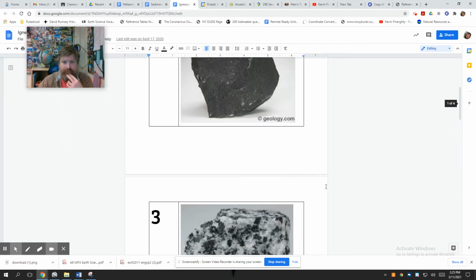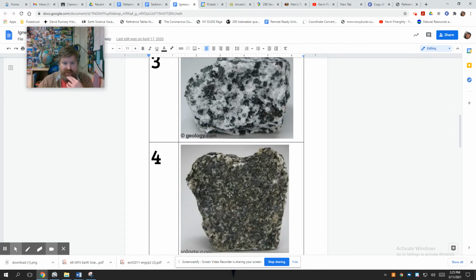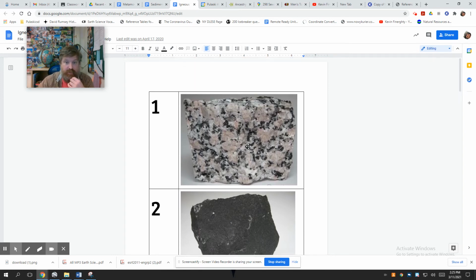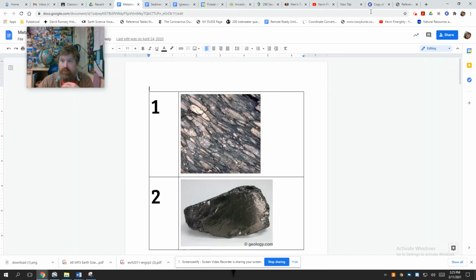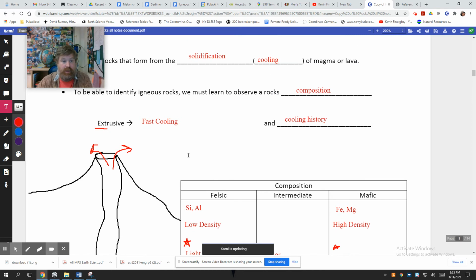All right, here's your lab. Coarse texture, I can see bits here. Fine texture, I can't. So if you can see the bits, if they're visible, sorry, those are your other labs. If you can see the bits, the only way that they formed is if they had time to form because it was intrusive and very slowly cooling. Intrusive, interior of the earth, all of that jazz.